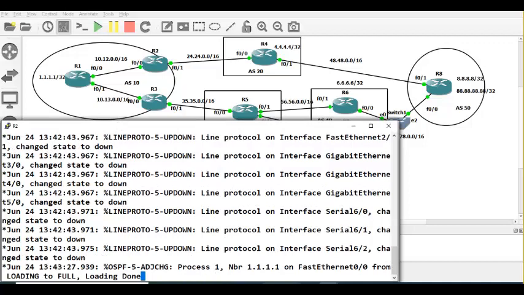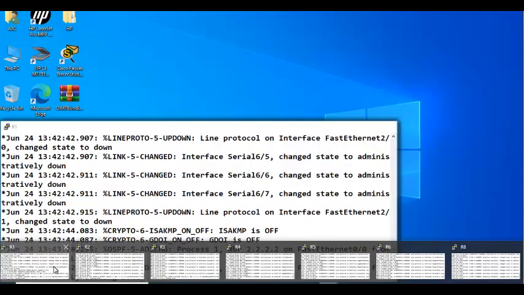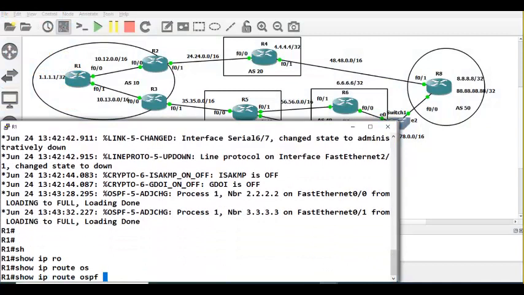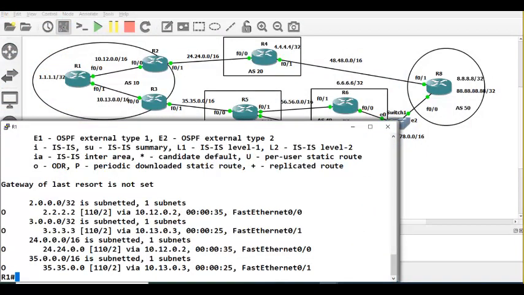All right, so we got the consoles ready. Now let me take you to router 1 and show you. Show IP route OSPF. You can see there are routes to reach the loopbacks of router 2 and router 3. Yep, so we got loopbacks.